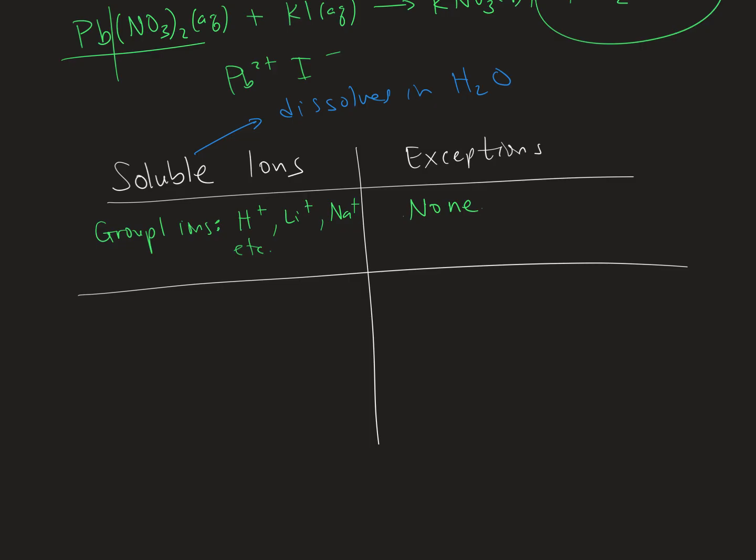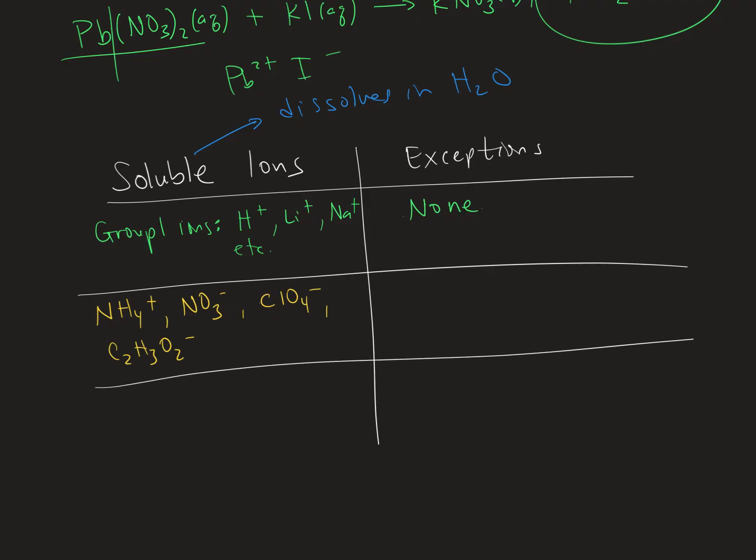The next set of ions are polyatomic ions, not all of them. I'm going to write down which ones. So we got ammonium ion, NH4 plus, nitrate ion, NO3 minus, perchlorate, ClO3 minus, ClO4 minus, and acetate, which is C2H3O2 minus. These guys are soluble with no exceptions.